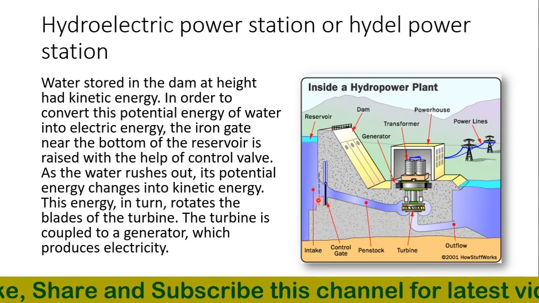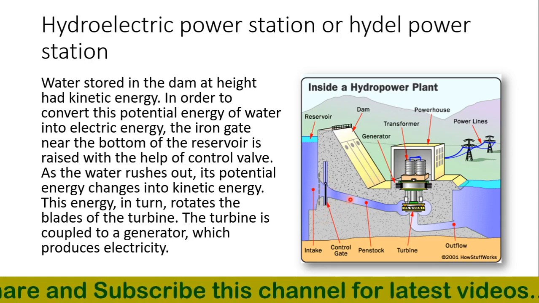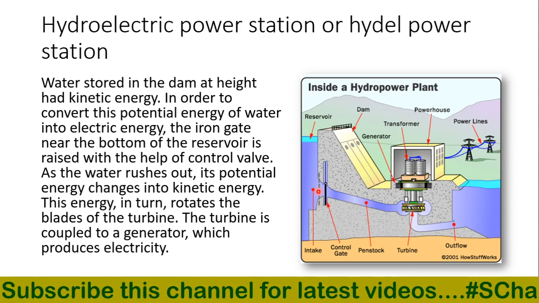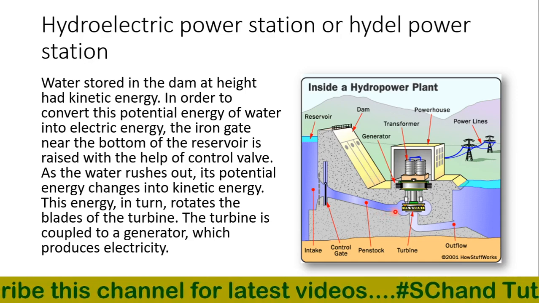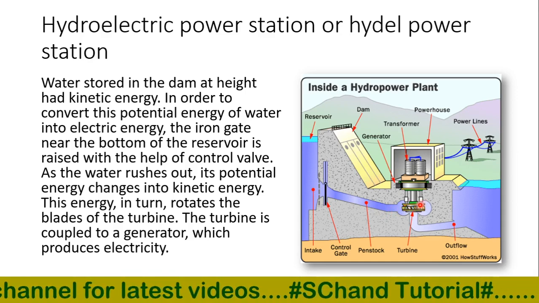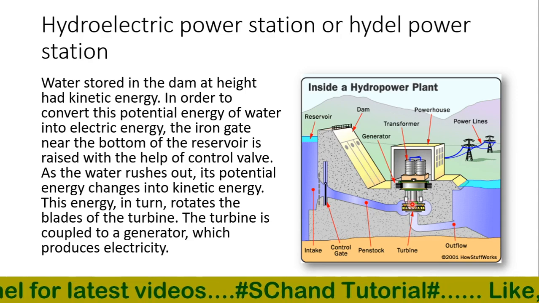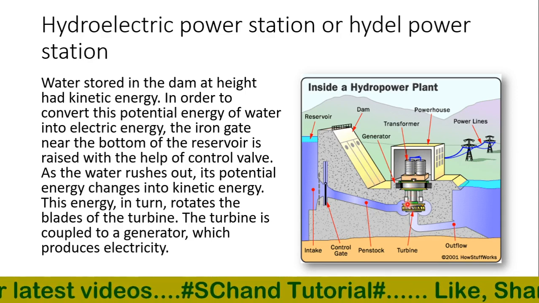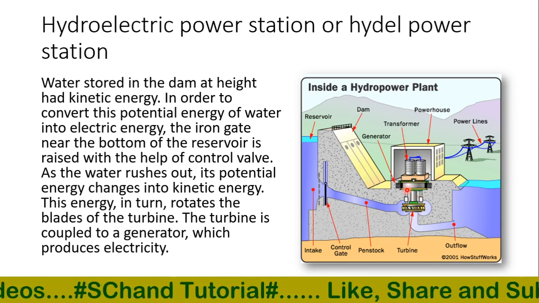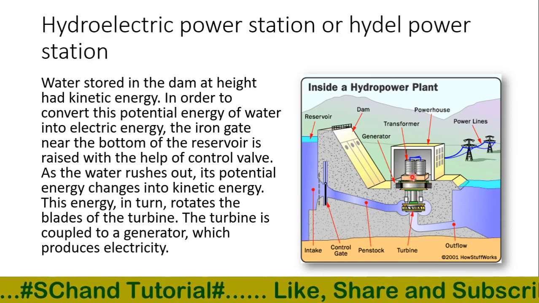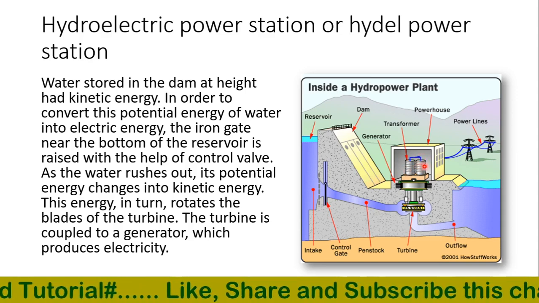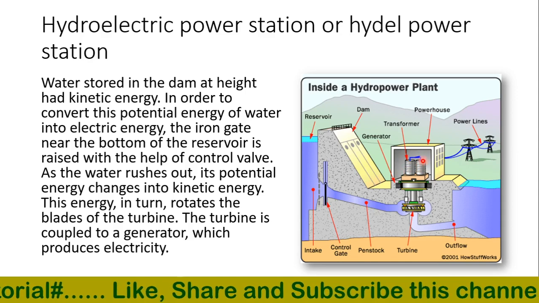As the water rushes out from here, the potential energy of this water changes into kinetic energy. This energy in turn rotates the blades of the turbine, and the turbine is coupled to the generator. When the coil of the armature of the generator turns rapidly in the magnetic field, this will produce electric current inside the wires or coils.